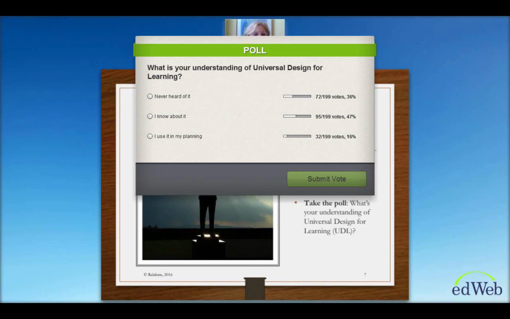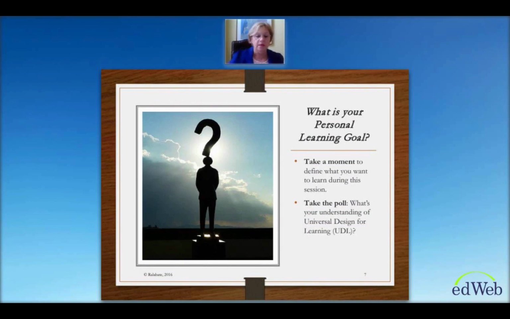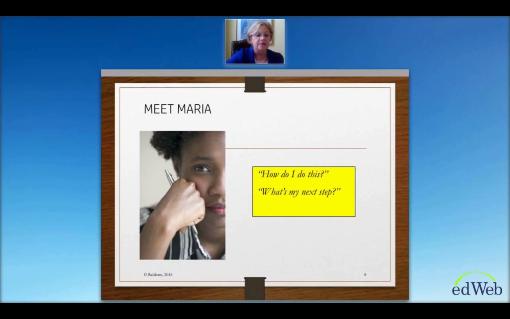Okay, so it looks like we're starting to ceiling out a little bit, and from the results of the poll, it looks like we've got almost 50% of you that know about UDL, Universal Design for Learning, and more than a third of you that have never heard of it before. So that's very helpful for me, and it'll also be helpful for everybody else on this webinar when they hear me going into explanations that they think are redundant from what they already know. I'm going to close the poll now, so that we can get moving with the content.